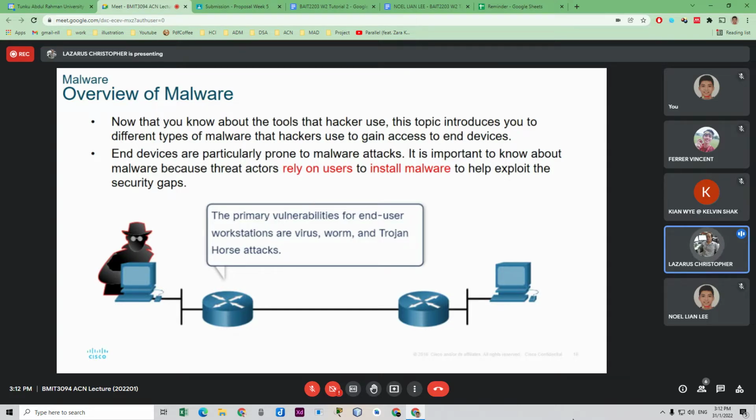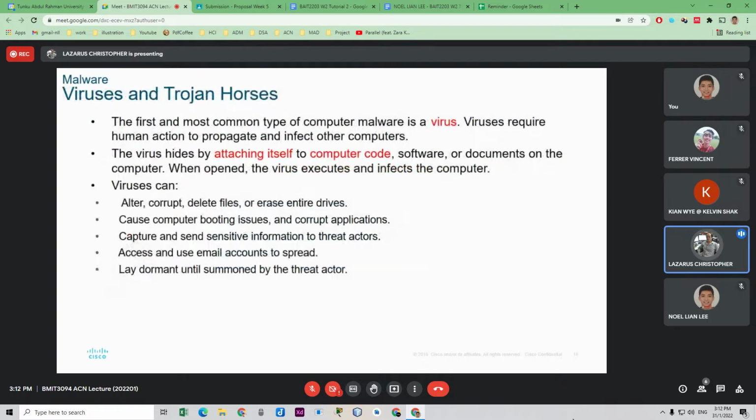And a Trojan Horse is basically software that pretends to be useful software, but inside it hides some part of the code that provides some harm to your computer, right? So you can see a virus hides by attaching itself to computer code. How does it attach? Usually, when you run an executable, there is a beginning of the code, right?